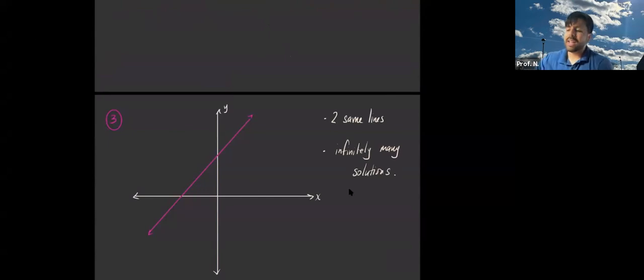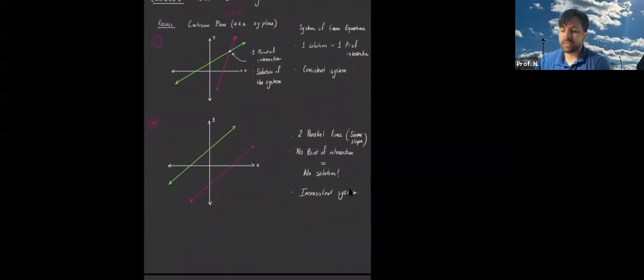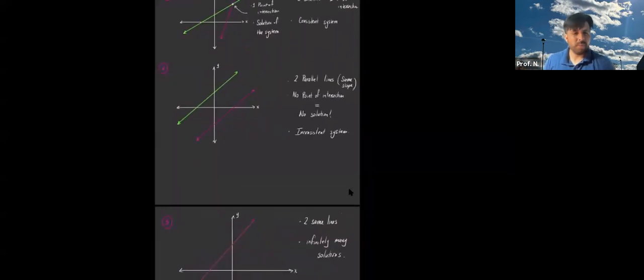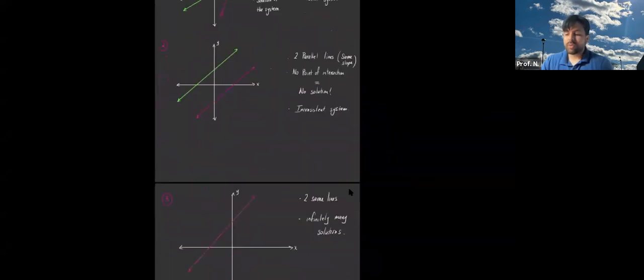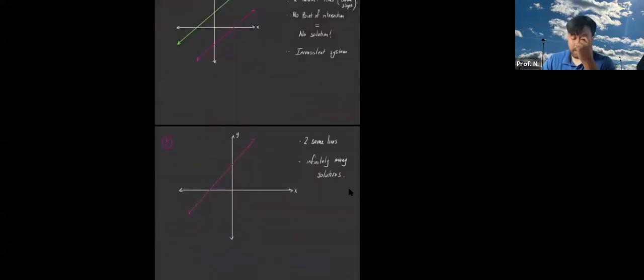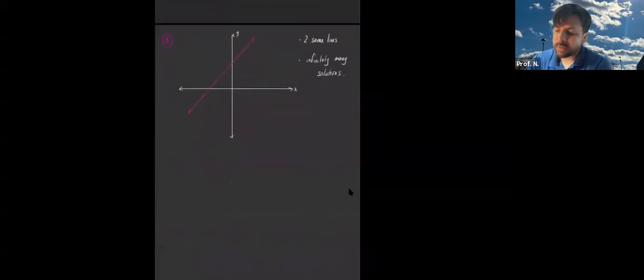So these are the three kinds of systems of equations that you have most likely seen before. And we're dealing with a 2x2. When I say 2x2, I mean two variables and two equations. So these are the kind of systems that you have been familiar with.